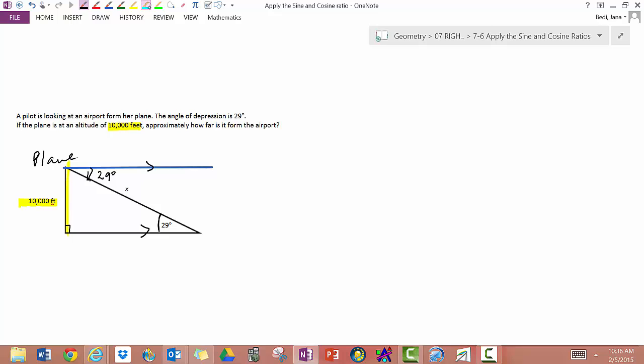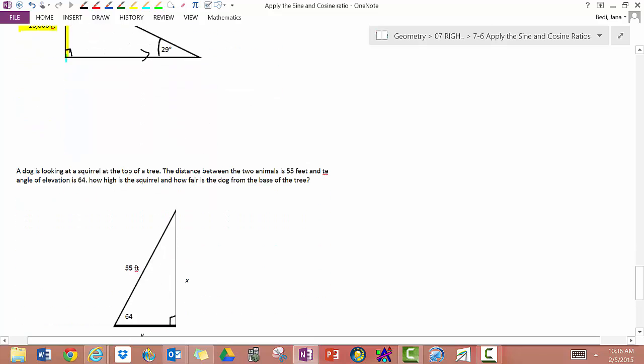So the distance you are going to find is x. So you are going to find the distance x. Let's reinstate that right angle back in there.